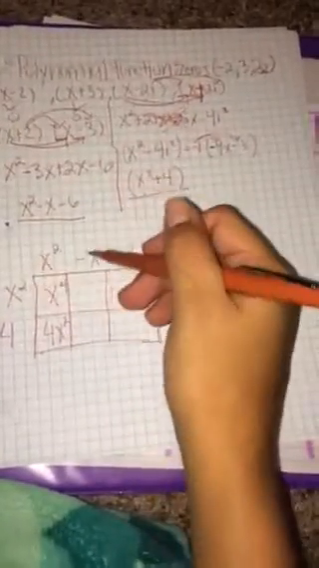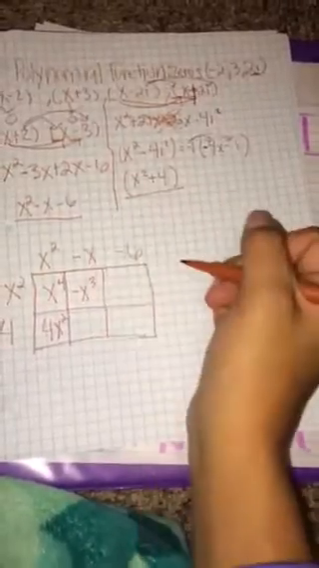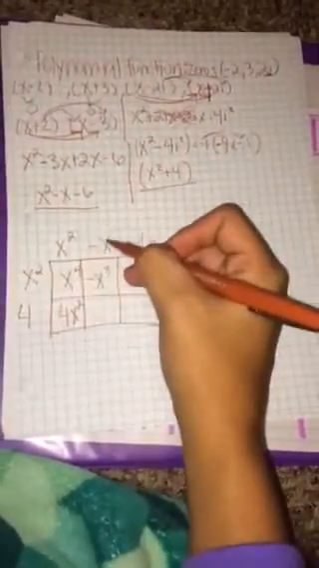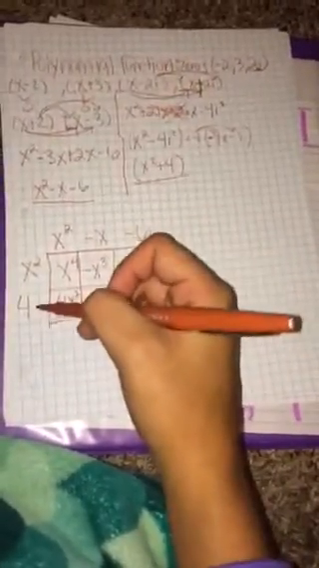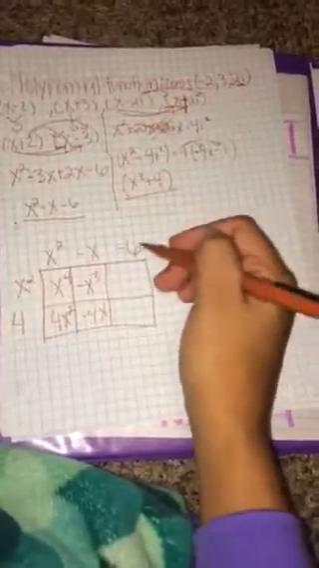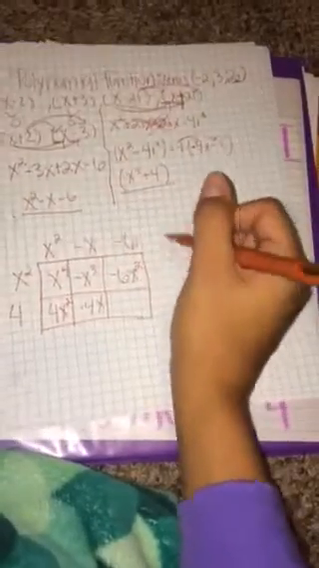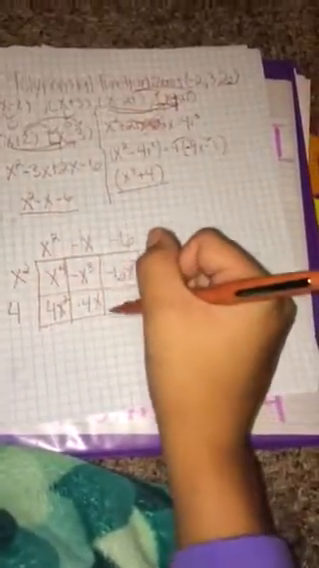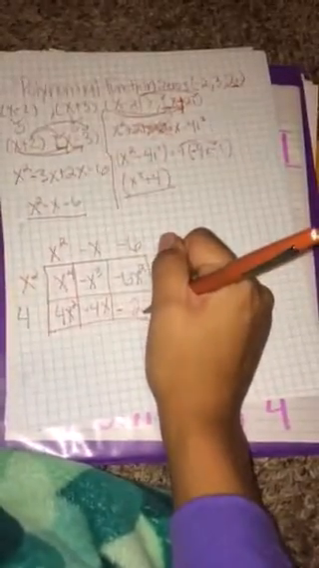So x squared and negative x will give you negative x cubed, since you have a x cubed plus another x cubed. And negative x and 4 will give you negative 4x. Negative 6 and x squared will give you negative 6x squared. Negative 6 and 4 will give you negative 24. So you add them. Okay, so we look at it.